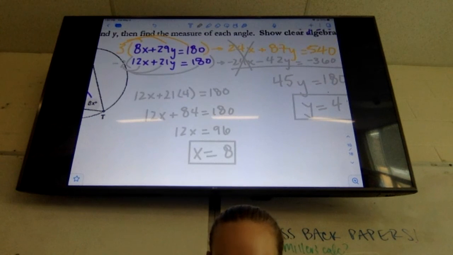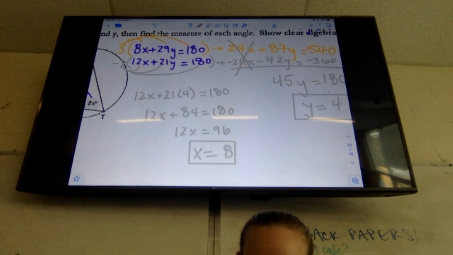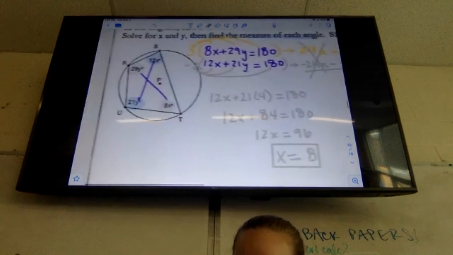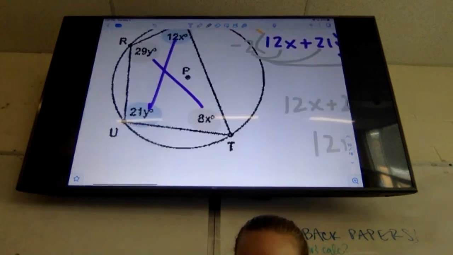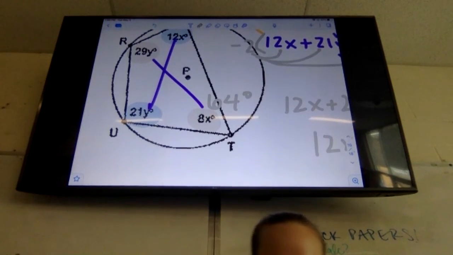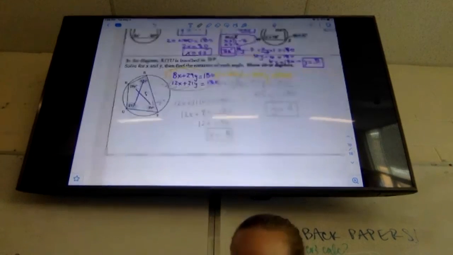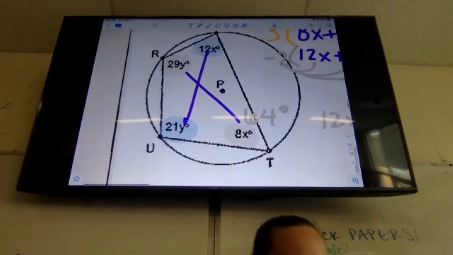And you just need to find x and y. Oh, wait, no, it says find the measure of each angle. I lied. Can you plug those in really quick? All right, so 8 times 8 is going to be 64. And then 29 times 8 is going to be, oh no, y is not 8, y is 4. Okay, that was good. 29 times 4, that's better, is 116.